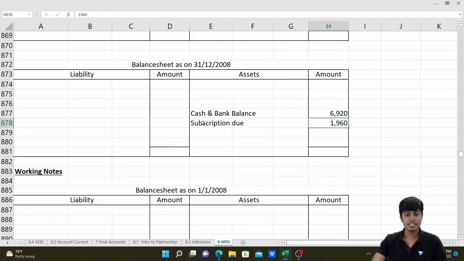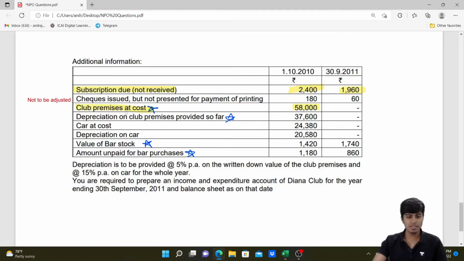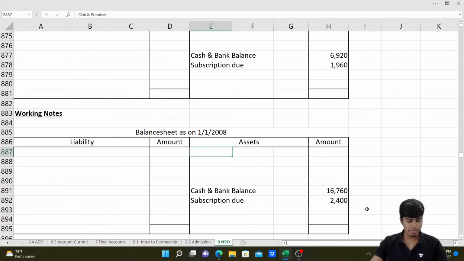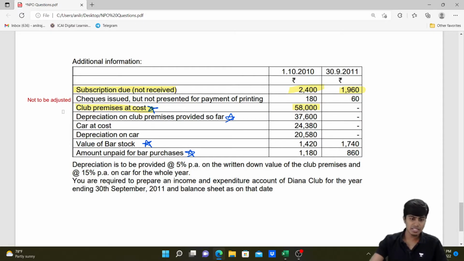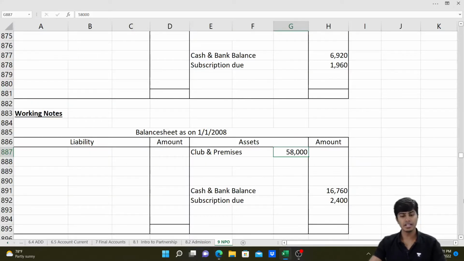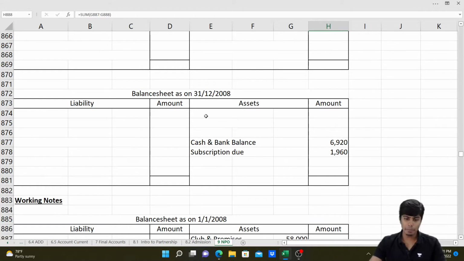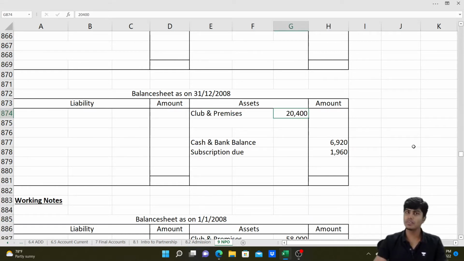So which balance sheet? They've told 58,000 is the balance and they've given 37,600 as the accumulated depreciation. So I will write in my opening balance sheet, club and premises 58,000. Then they have given us depreciation on the club premises provided so far 37,600. So depreciation till date is 37,600, which I'll deduct to arrive at 2,400. In the year end, for club and premises, the opening balance will be 2,400. But this is not the final balance. This has to be further depreciated.